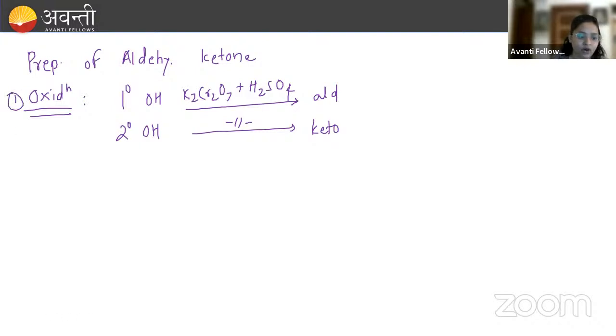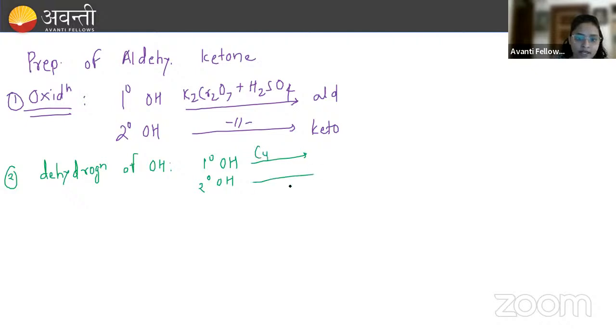Another reaction in which we can prepare aldehydes and ketones is dehydrogenation of alcohols. In this reaction, primary alcohol again and secondary alcohol, in the presence of copper at around 573 Kelvin. What we get here is aldehyde, and here we get ketone.